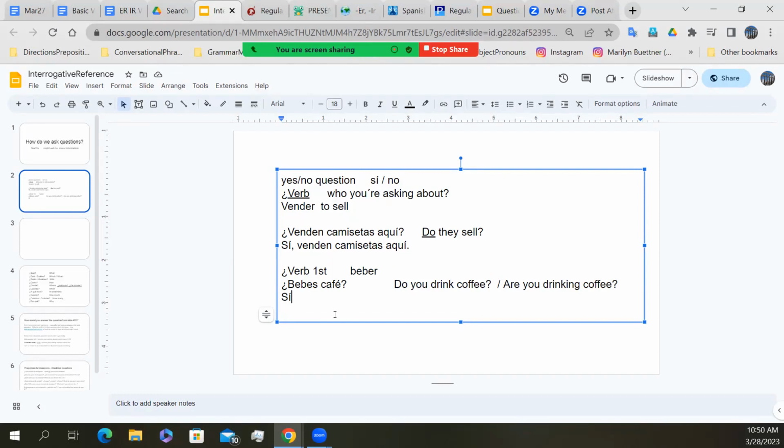Bebo café. Bebo. Yeah, I want you to notice something here. In this one, when I'm asking, do they sell? The answer is still they. Yes, they sell them here. And the verb stays the same in the answer. But for this question, if I'm asking you about yourself, when I answer that, I need to change the bebes in the question into bebo for the answer, right?